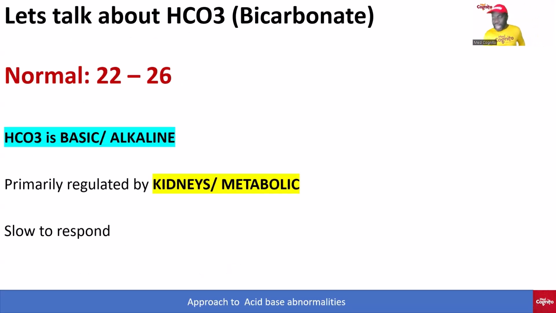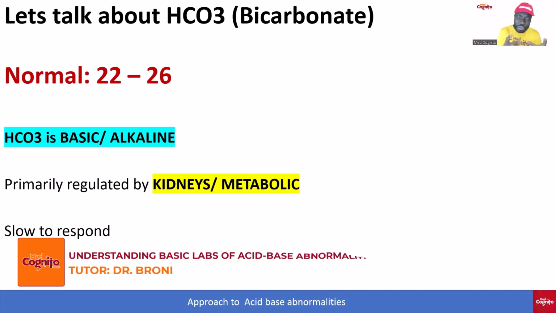Okay. Now, this is another number I want you to learn. This is the last number I want you to learn. 22 to 26. So the first two numbers were what? 35 and 45. Please, 35 and what? 45. And then the last two numbers are 22 and 26. That's it. Now, while CO2 is acidotic, HCO3 is basic.